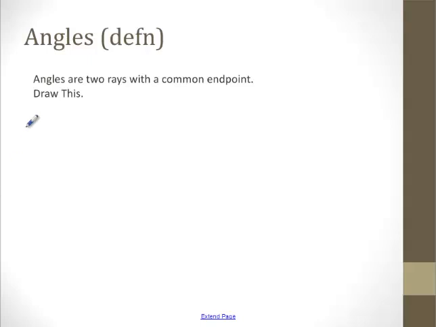So for angles, angles are 2 rays with a common endpoint. So when we talk about a ray, we've got this ray right here. Let's go ahead and call that ray AB. And for it to be an angle, we're going to pick a second ray that starts from this endpoint and goes out in a different direction. Let's get a point over here, point C. So ray AC and AB. That's how you draw an angle.